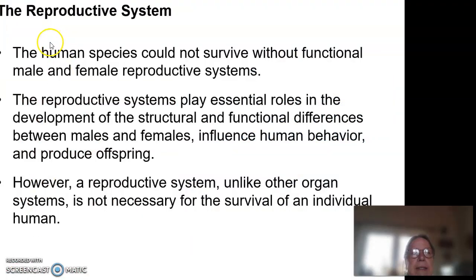The human species could not survive without a functional male and female reproductive system, though it can survive as an individual human being. But to propagate the species, you need a male and a female. And this depends on the genetics, influences human behavior, and produces, as the end result, offspring.